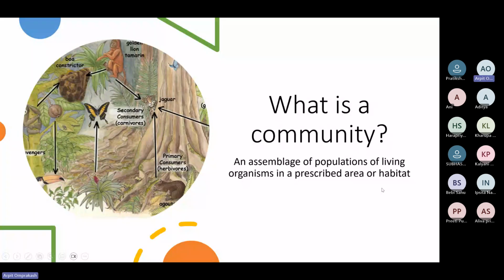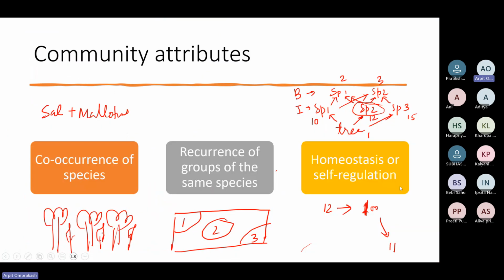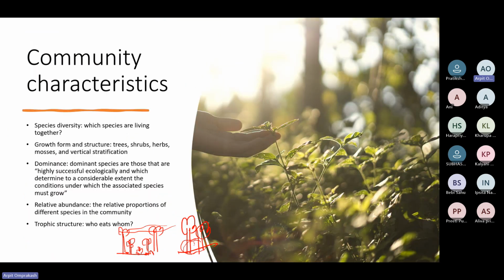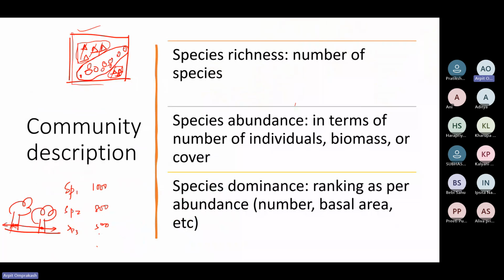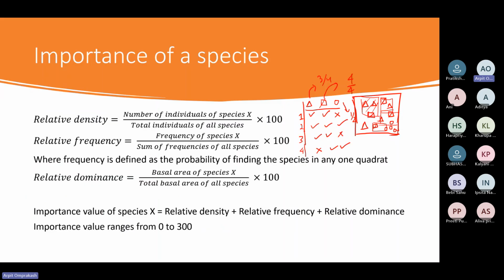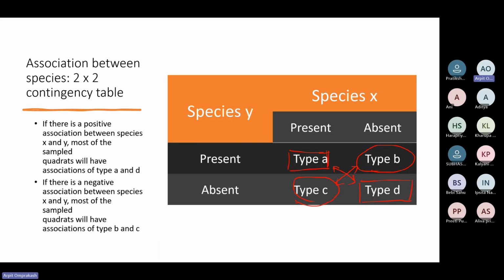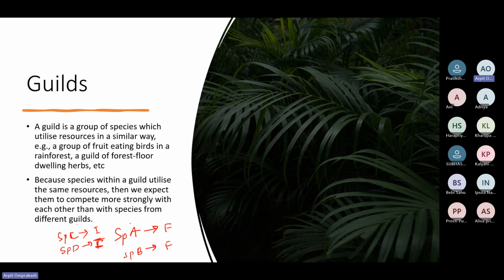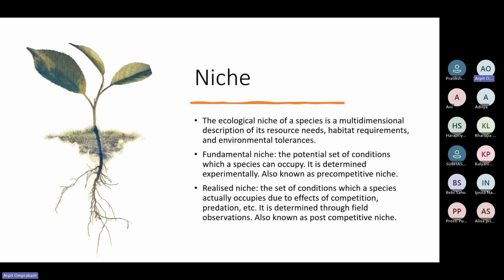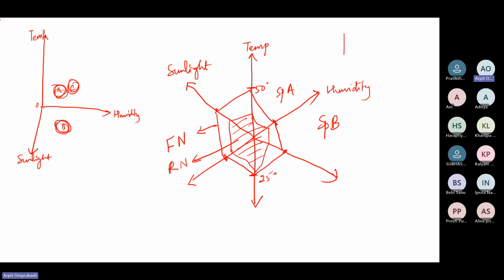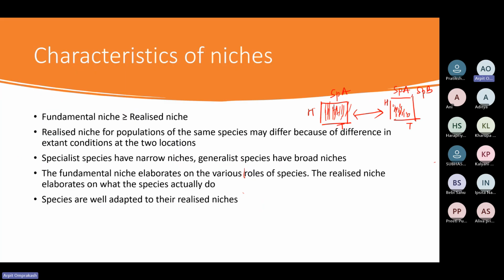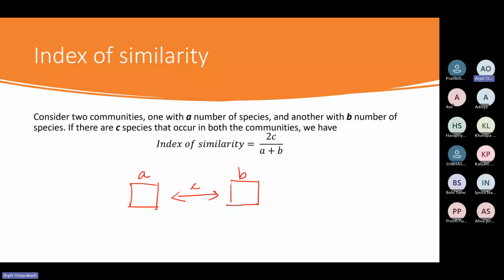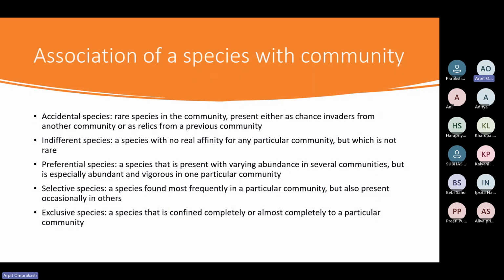So just to recap, we started with what is a community, what is ecotone. We talked about community attributes, characteristics, description of a community. How do you determine the importance of a species? Then basically association between species, or what are the different theories of why communities exist. Then we talked about guilds. We talked about niche, the fundamental niche and the realized niche of different species. We talked about what are the characteristics of niche. We talked about the index of similarity, association of a species with community, and based on that, how we define different kinds of species.